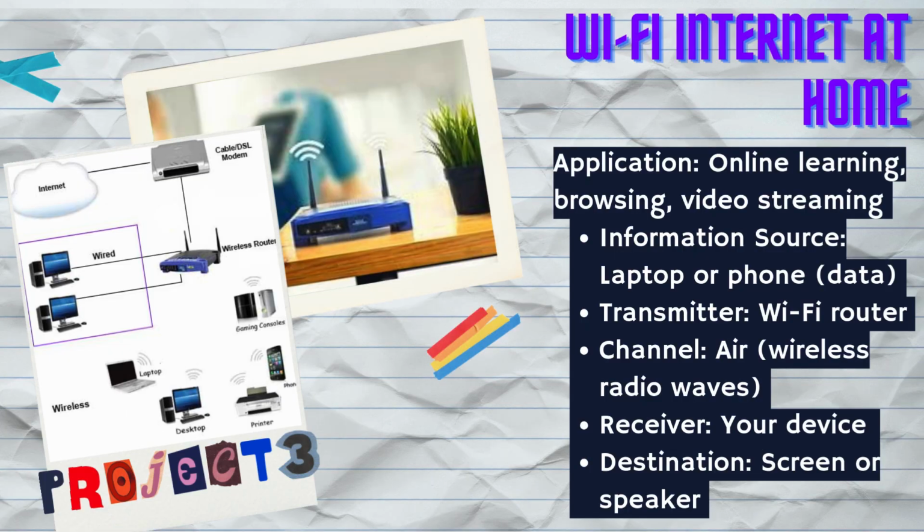The second example is Wi-Fi internet at home. When we browse the internet or watch video, our laptop or smartphone becomes the information source. The Wi-Fi router works as a transmitter, encoding and modulating the data.